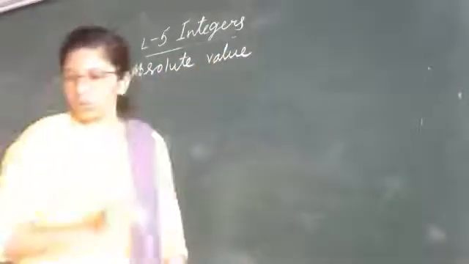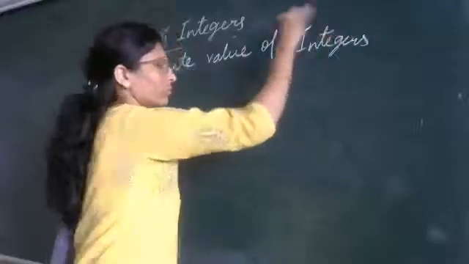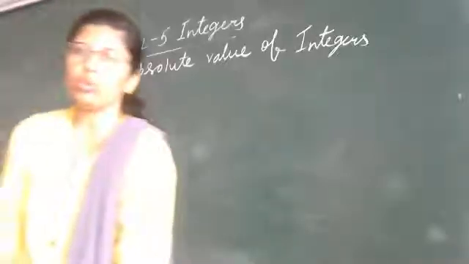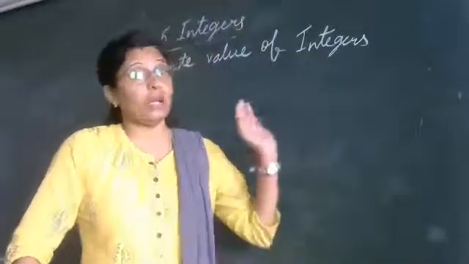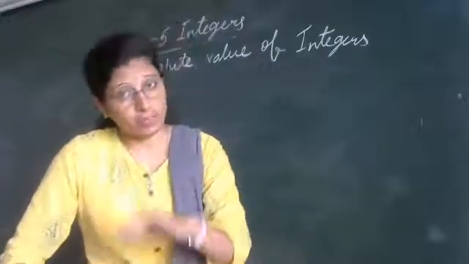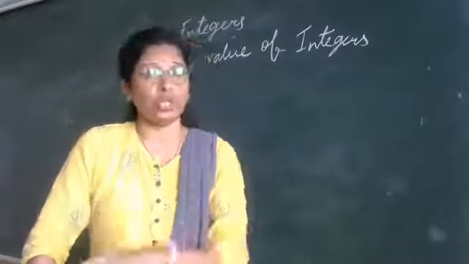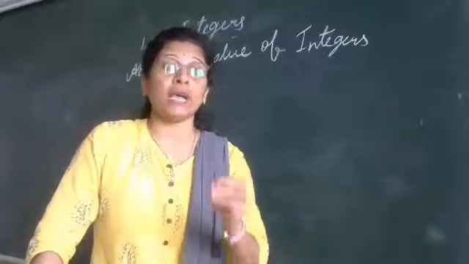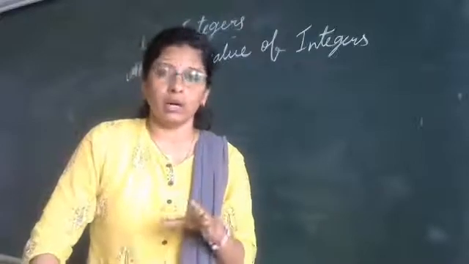Absolute value of integers. Okay, so what is absolute value? The absolute value of any integer is a numerical value. Like numbers, the absolute value is also a number only, but it is irrespective of sign. There will not be any sign, positive or negative. It only indicates the size, like we have place value and face value. It only indicates the size, the magnitude, the value of the number.